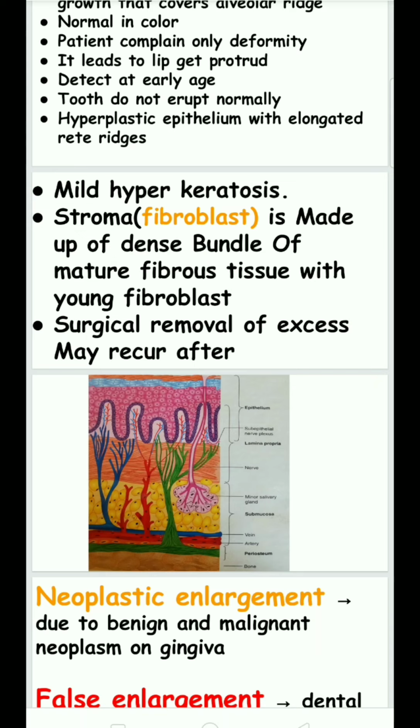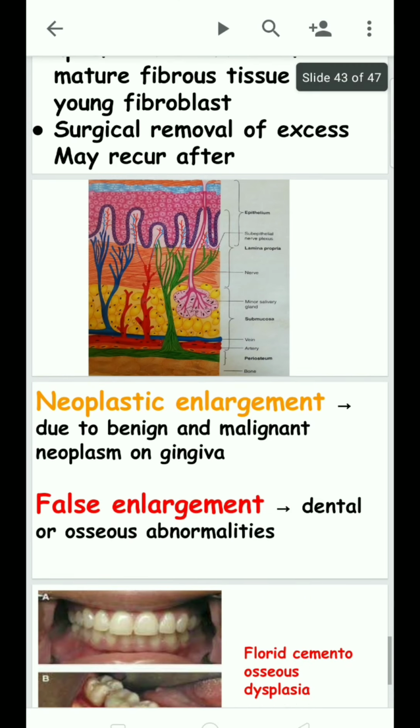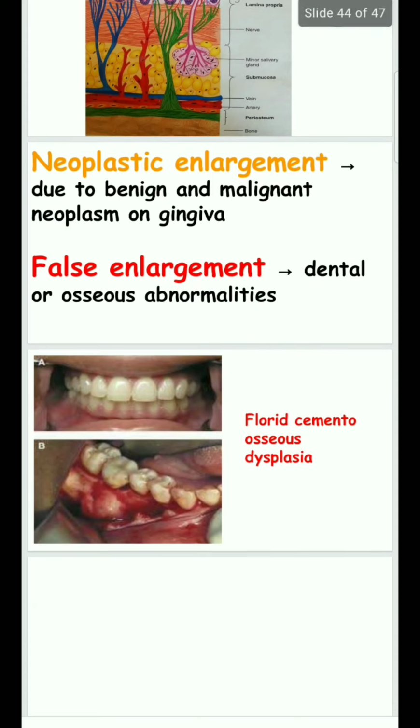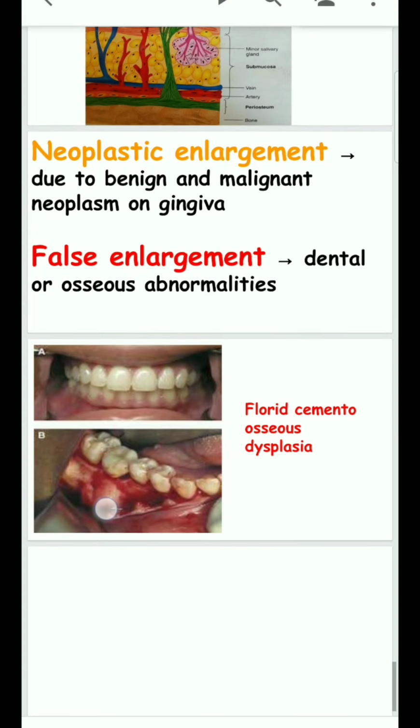Next, we have to go to neoplastic enlargement. The neoplastic enlargement is due to benign or malignant neoplasm on gingiva. Next, we go to the topic of false enlargement. Dense or osseous abnormalities that look like gingival enlargement, for example, florid cemento-osseous dysplasia, are seen like gingival enlargement.